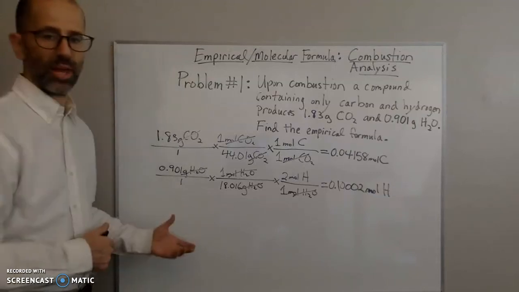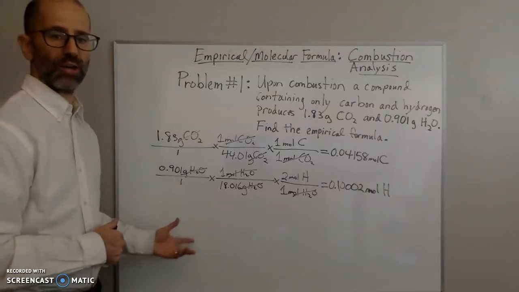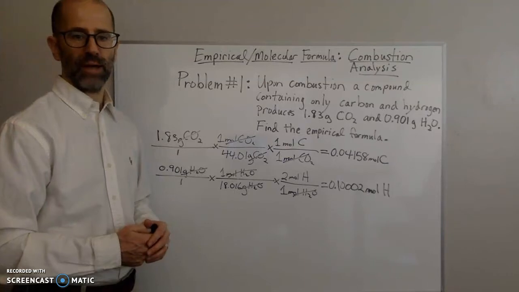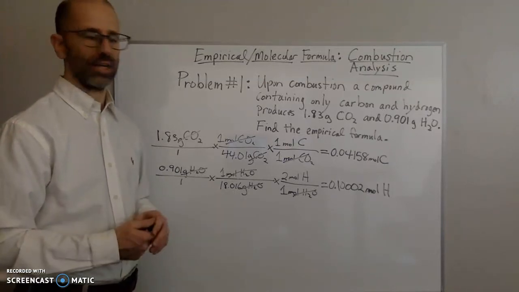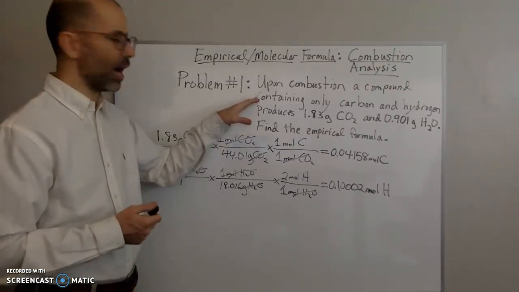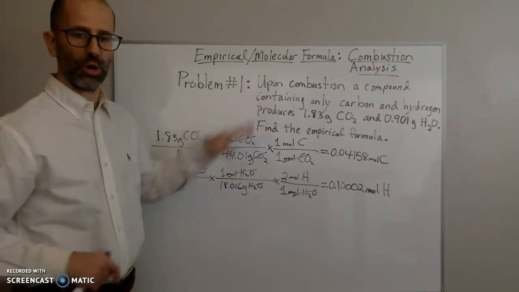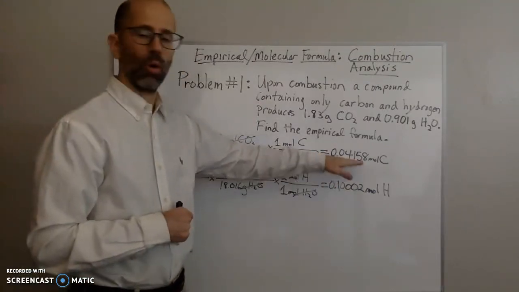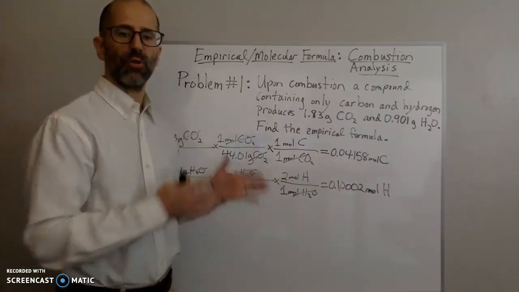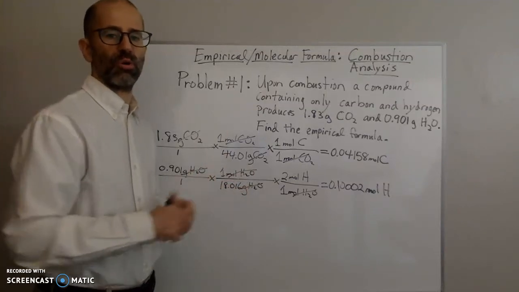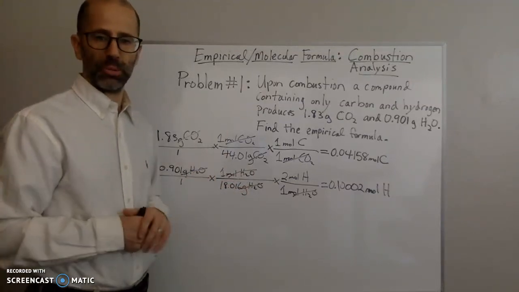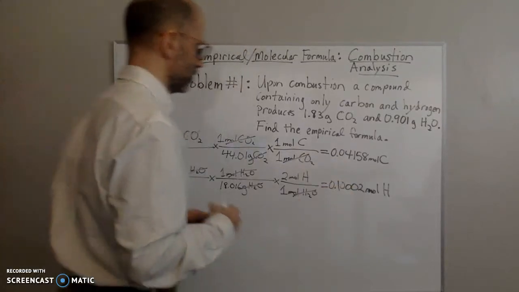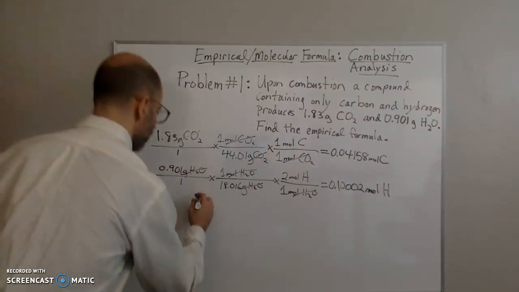And then from there, I would convert grams of oxygen to moles of oxygen using the molar mass. And then I would have my moles of oxygen. But since there's no oxygen in the sample, I don't have to worry about those extra steps. So now I have all the moles that I want. From this point on, it's just a normal empirical formula type problem. So now I take the molar amounts and I write my pseudo formula.